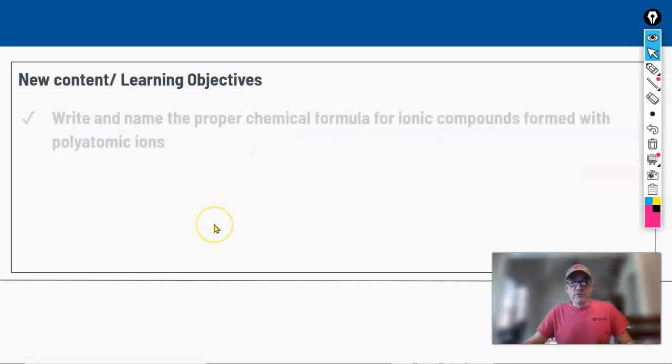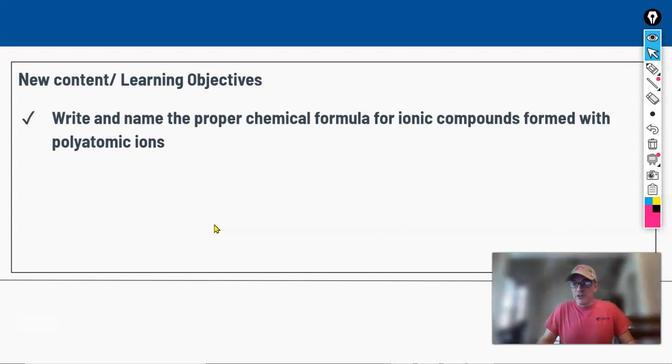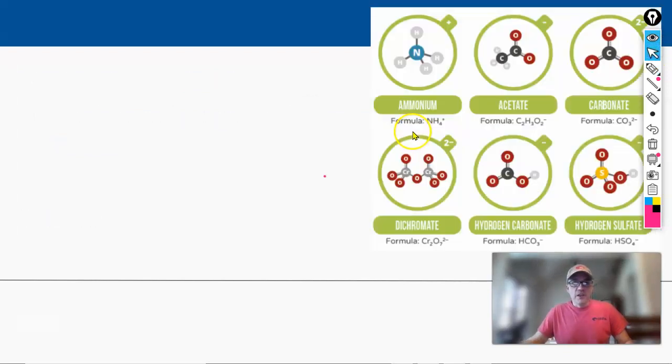All right, so first of all, this learning objective is pretty similar to all the other ones. The only difference is how do we write and name things that have this thing called polyatomic ions. Our vocabulary is pretty simple today because the only thing that we're adding is polyatomic ions, and we'll hit that on our next slide.